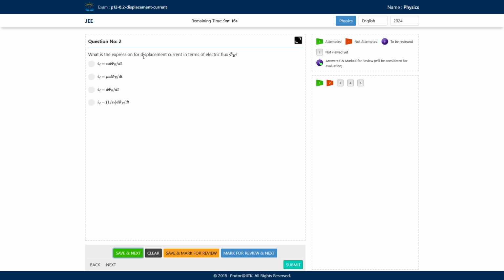What is the expression for displacement current in terms of electric flux phi E? ID is equal to epsilon naught d phi E upon dt, or ID is equal to mu naught d phi E upon dt, or ID is equal to d phi E upon dt, or ID is equal to 1 by epsilon naught d phi E upon dt. Which expression is correct for displacement current?